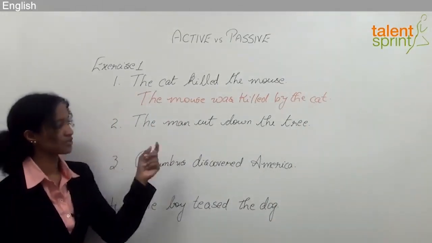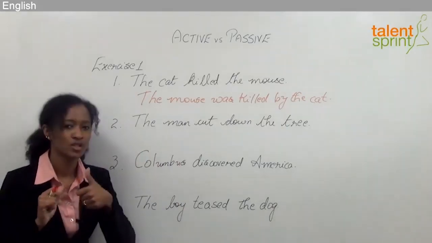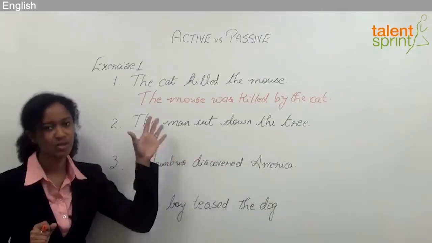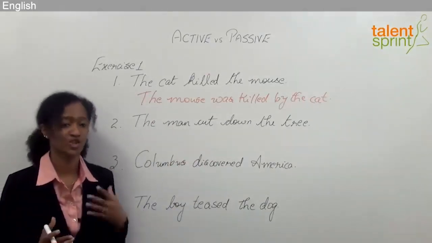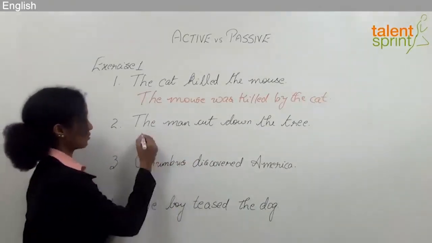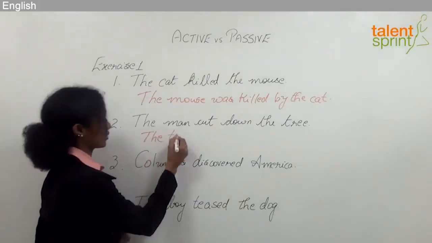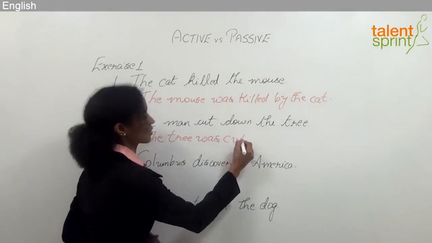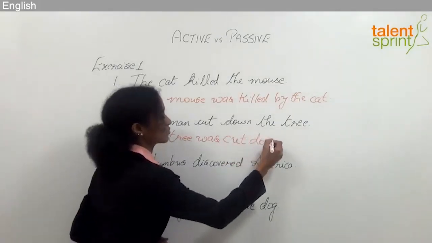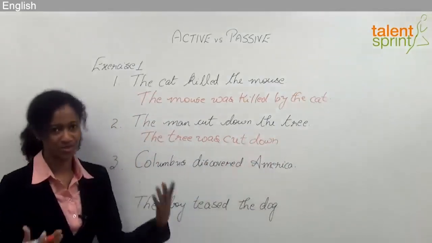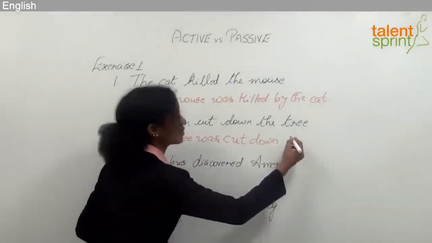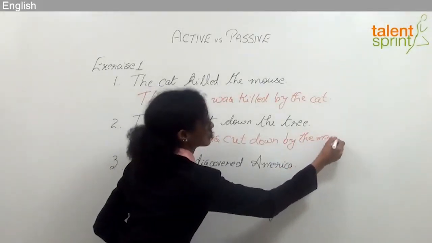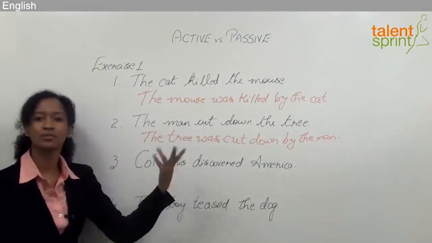The man cut down the tree. Again, the focus is on the subject, which is the man here, active voice. I'm going to change it to the passive, where the focus is on the action. Right? So, the tree was cut down. I can stop here because the focus is on the action, or I can just add by the man. Yeah, the tree was cut down by the man.